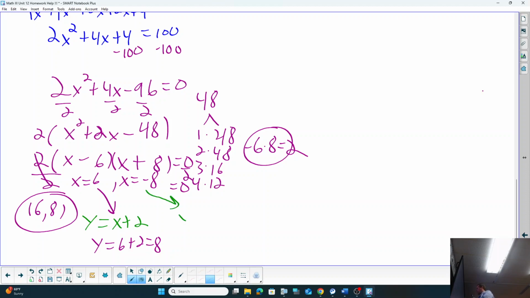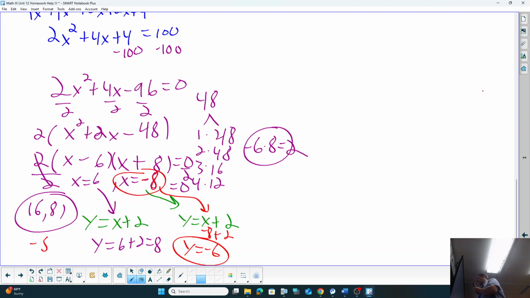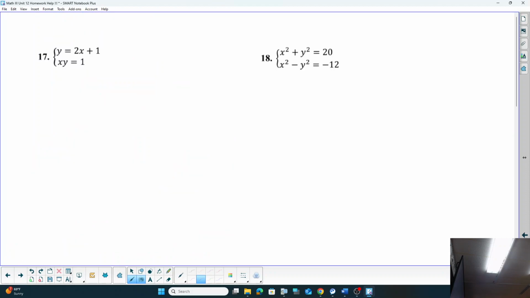And then try it again over here. We plug that in, y equals x plus 2 again. This time we're going to plug in the negative 8 for x. So that's negative 8 plus 2. Is that negative 6? Ooh, alternating. That's negative 6. So when x is negative 8, y is negative 6. Look at that, that's how that turned out. That's a pretty beautiful solution, right? Okay, so you try the next one.